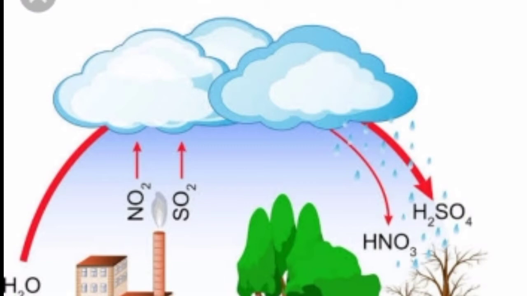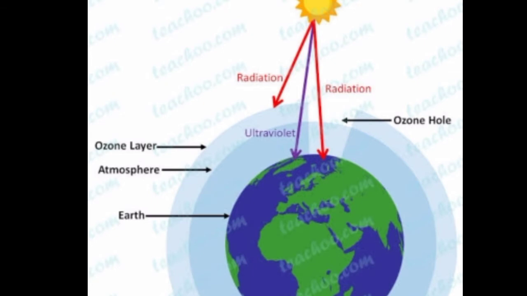What is acid rain? Harmful gases like nitrogen oxides and sulfur oxides are released into the atmosphere while burning fossil fuels. When it rains, the water droplets combine with these gases and fall on the ground in the form of acid rain.